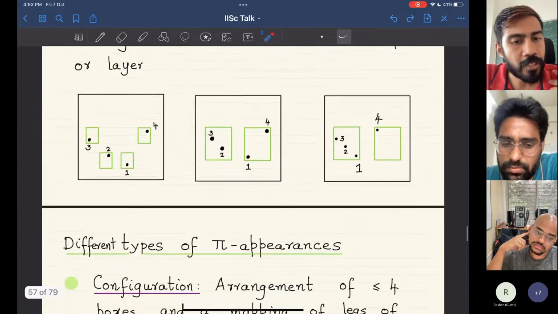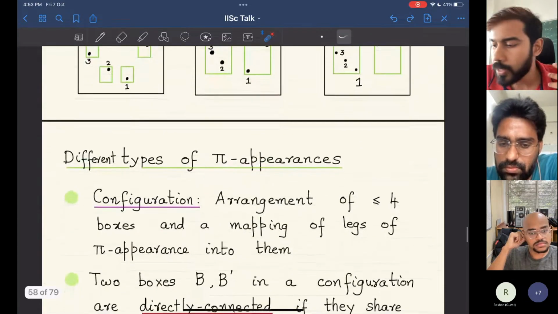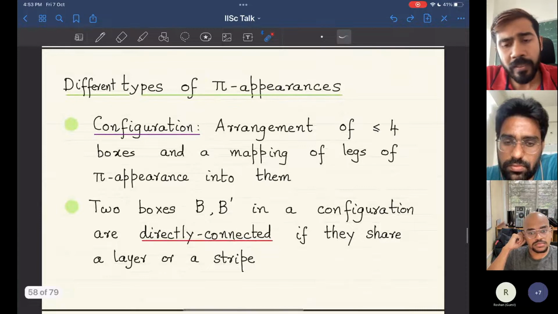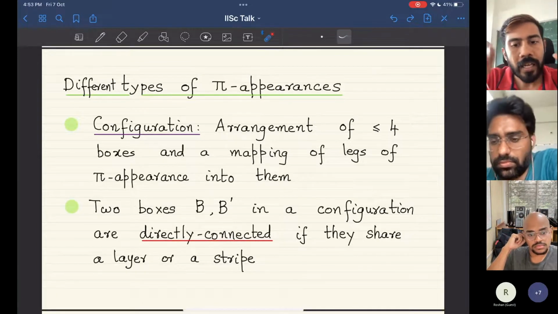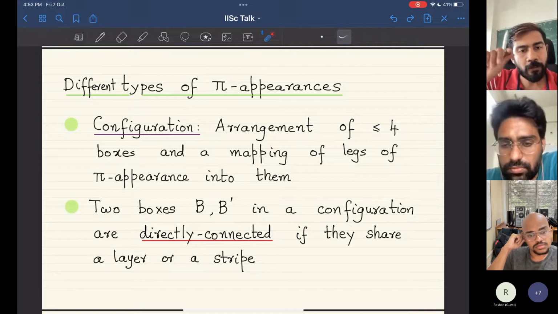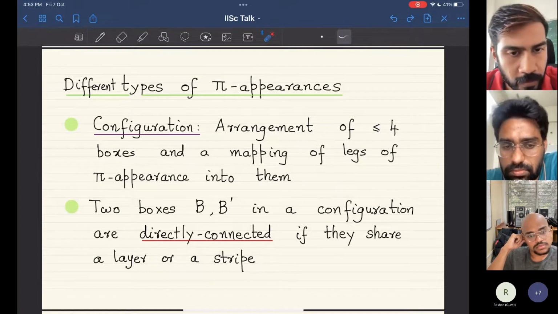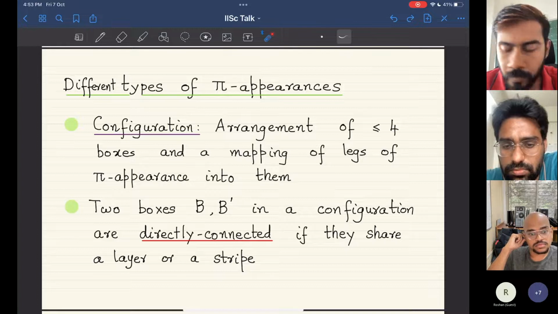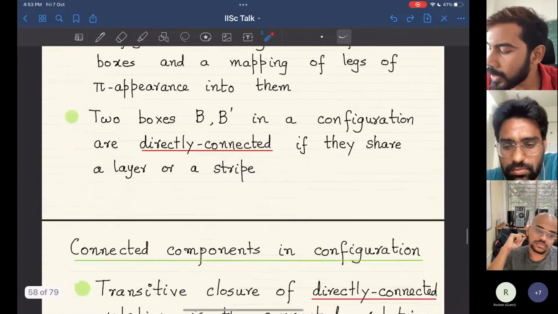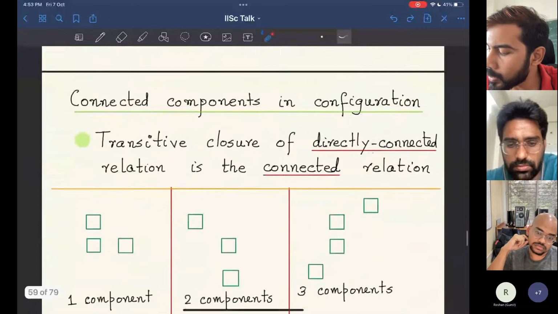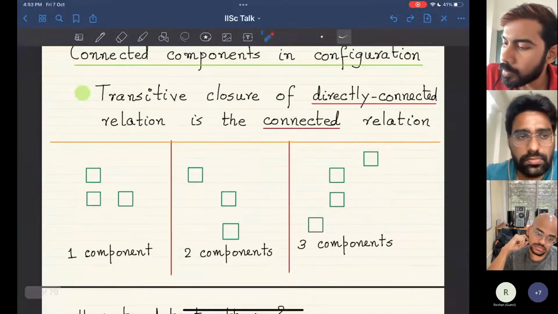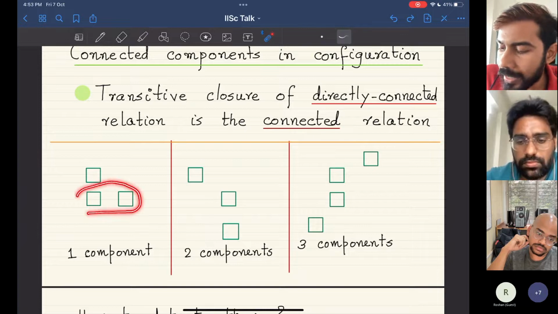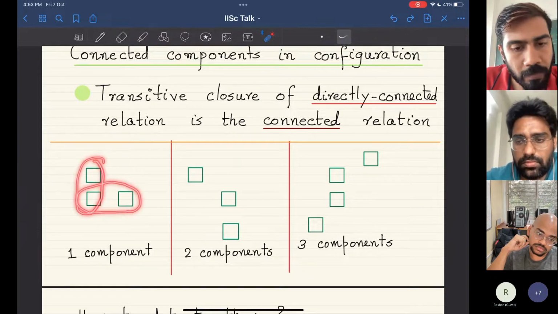These are called configurations. So a configuration is simply an arrangement of at most 4 boxes, and a mapping of legs of a pi appearance into these 4 boxes. And we say that 2 boxes are connected if they share a layer or a stripe.